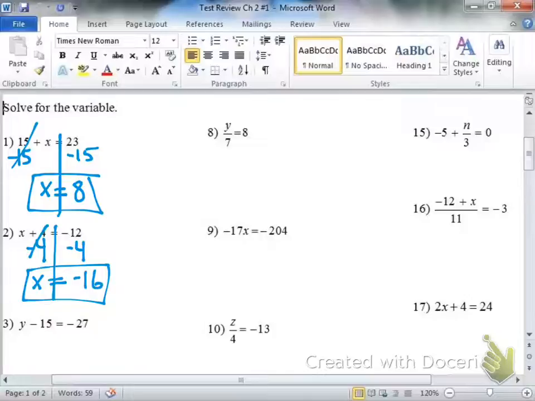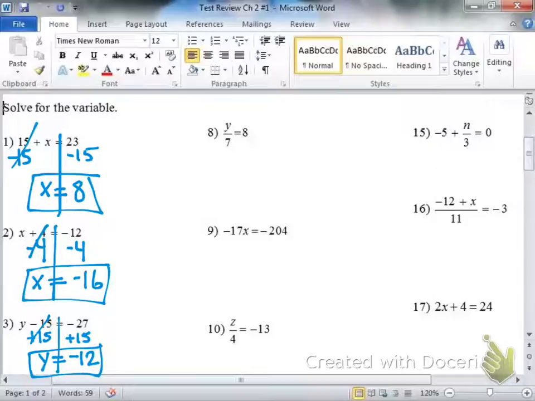Number 3. What's bothering the y? The 15, and it's being subtracted. How do you undo subtracting 15? You add 15. So I need to add 15 to both sides of my equal sign. So I have y equals, what is negative 27 plus 15? Negative 12. Questions?